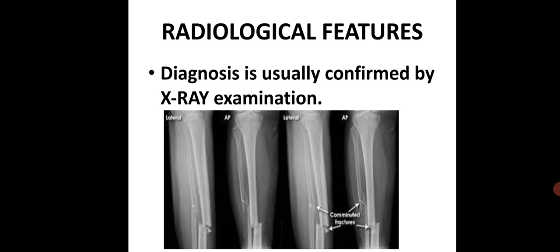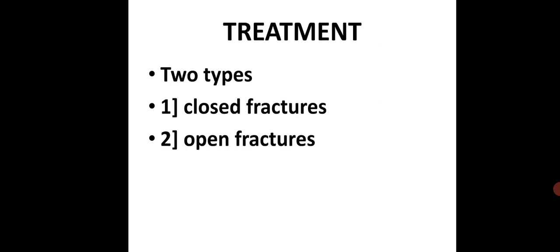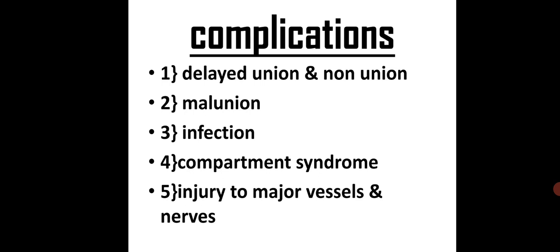Then, radiologically, the diagnosis can be confirmed by X-ray examination. Treatment can be of two types, for closed and open fractures. Complications can be delayed union and non-union, malunion, infection, compartment syndrome, and injury to major vessels and nerves.